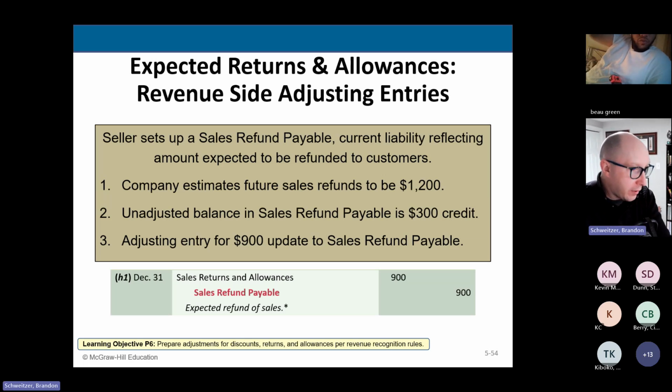At the end of the year, we need to make adjusting entries for other things like refunds. So when there's a refund involved, and we're at the end of the year, we expect to give a refund in the following year. According to the matching principle, we need to make the adjusting entry for that year that we made the sale in. So in this case, we would make an adjusting entry at the end of the year, debit sales returns and allowances, and credit sales refund payable.